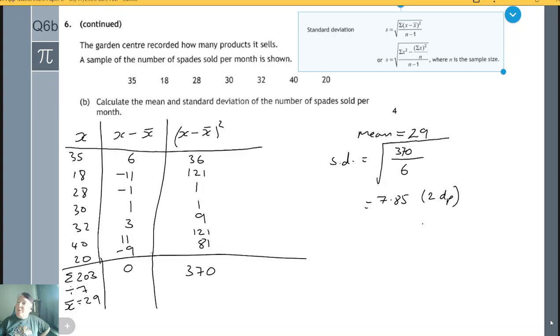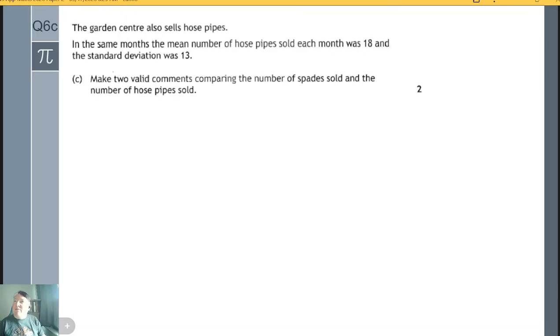So I've got a mean of 29 and a standard deviation of 7.85. We're going to need that. We always need that. So 29 and 7.85. Mean of 29 and a standard deviation of 7.85. Right, so that was spades.